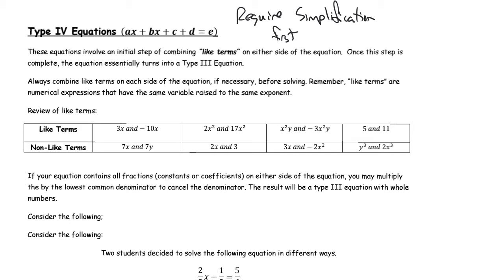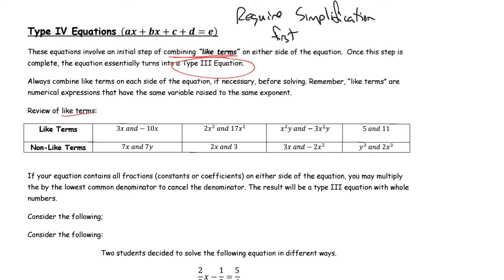So what we want to do here is look at equations where we're going to have to combine like terms on either side of the equation. Now, once you've done that, it becomes a type 3 equation, something that we've already looked at. So we're always going to combine like terms on each side of the equation. We want to simplify first. We want to make things easier for ourselves first by combining those like terms.